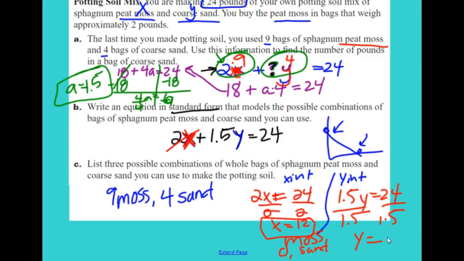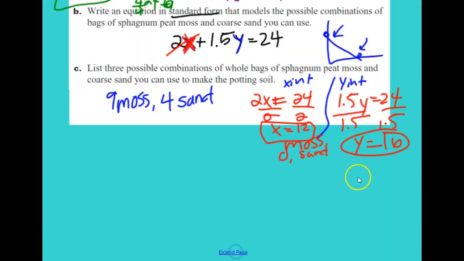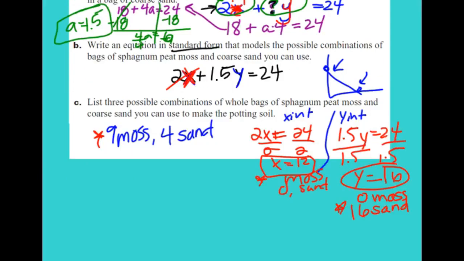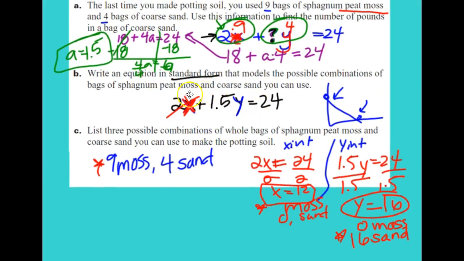So in my calculator, 24 divided by 1.5 gives me 16. So another combination here would be 16 of the sand and 0 of the peat moss. So this is one combination here, and the one they gave us would be 3. You could also guess and check to figure out what combinations you could plug in to get 24.